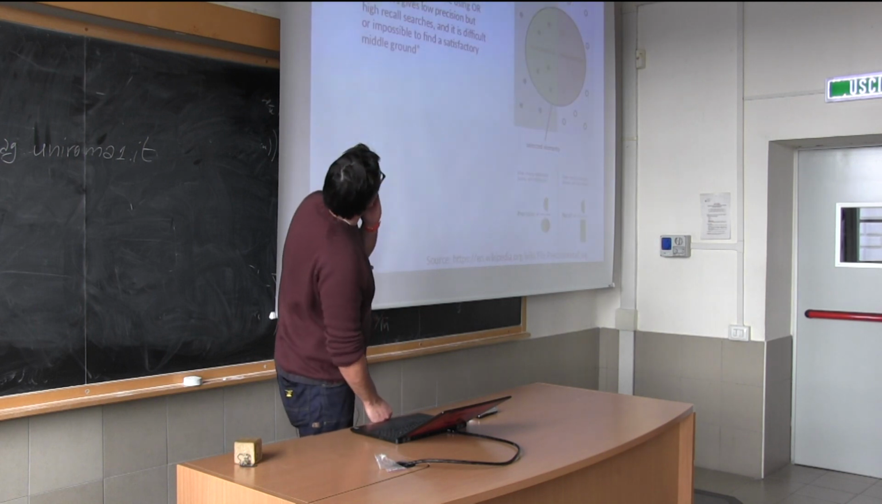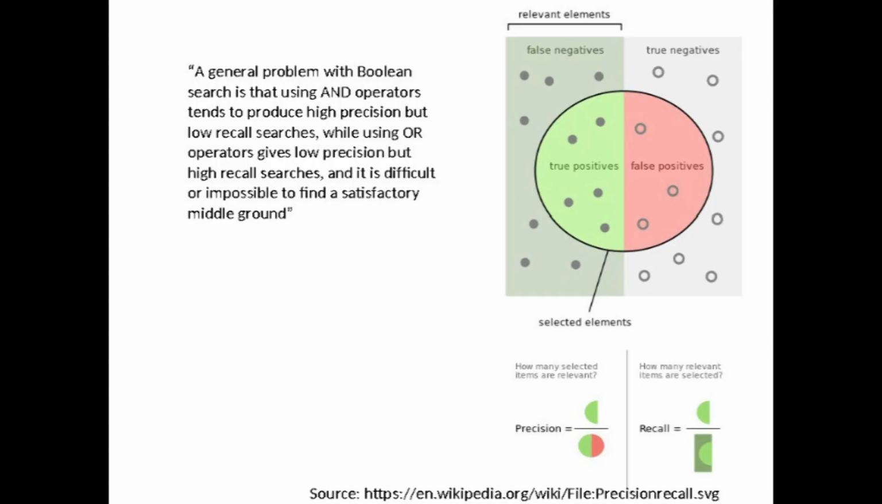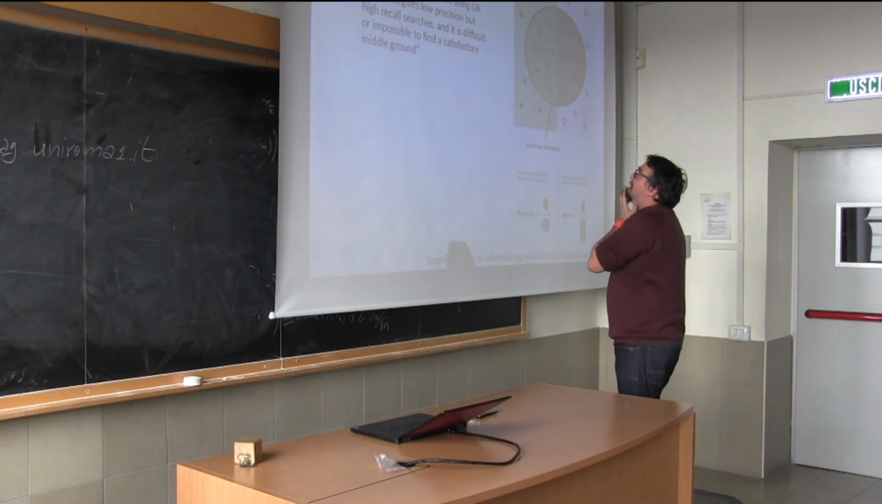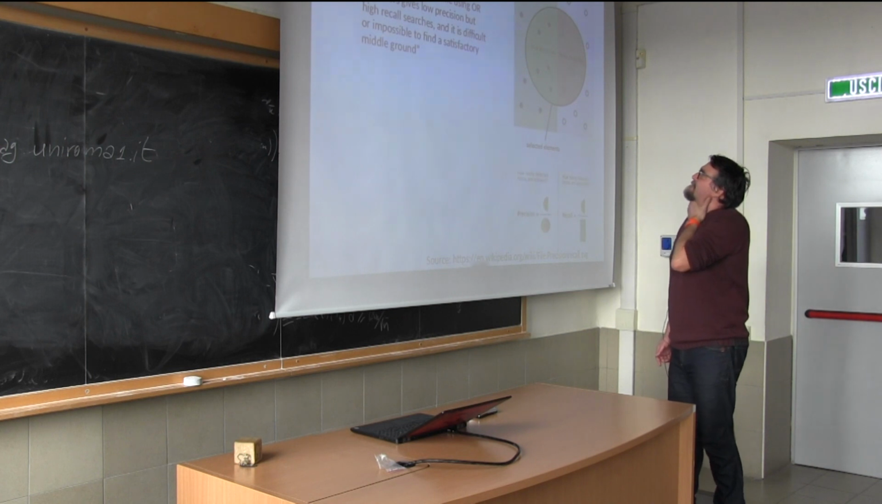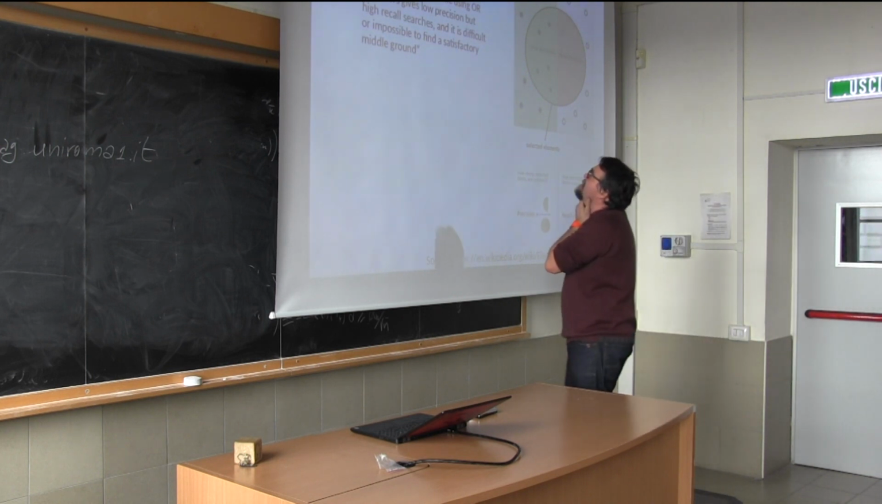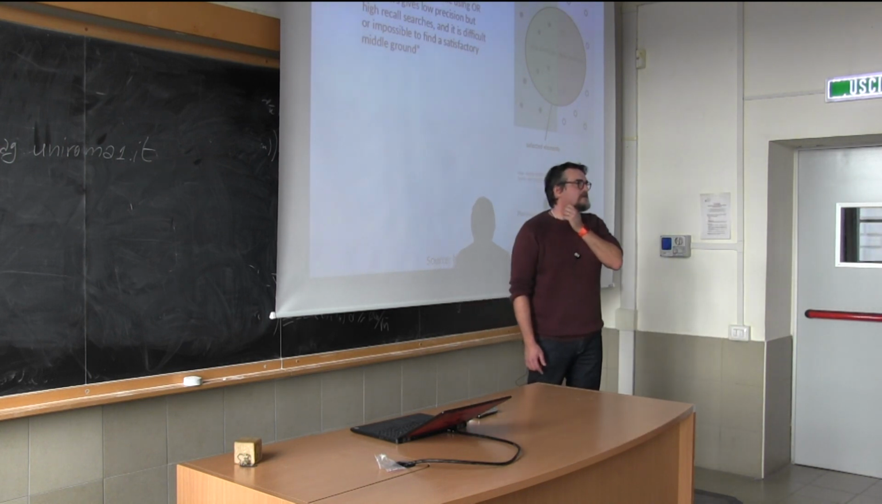What is a general problem with Boolean queries? It is summarized in this sentence. Now you remember what precision and recall are, and this is a kind of picture that should clarify it. The main problem is that the AND operator usually tends to produce high precision but low recall searches.